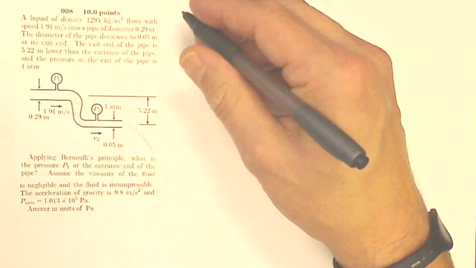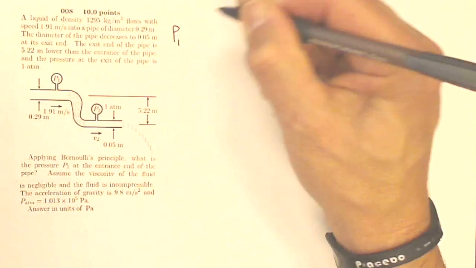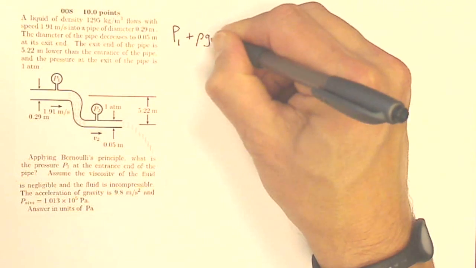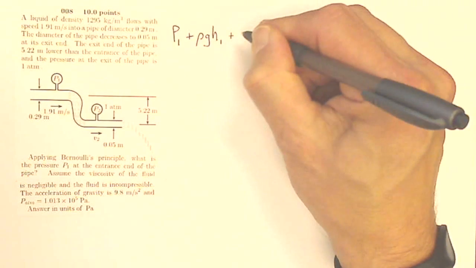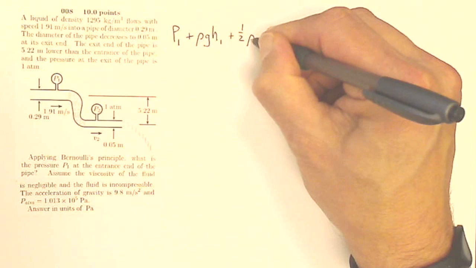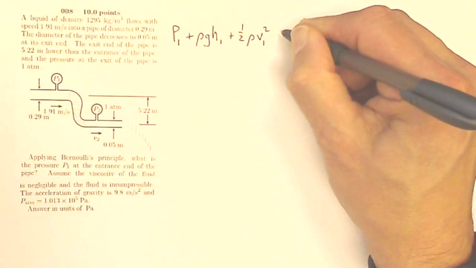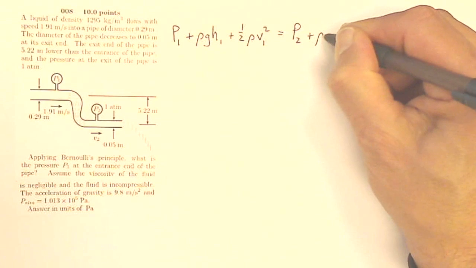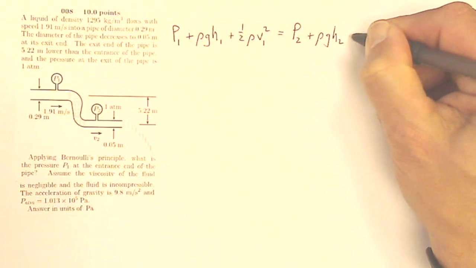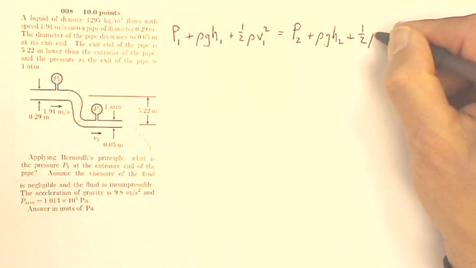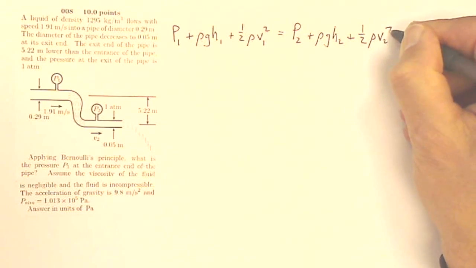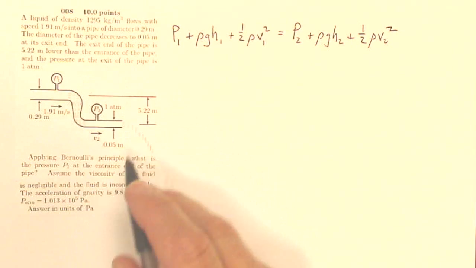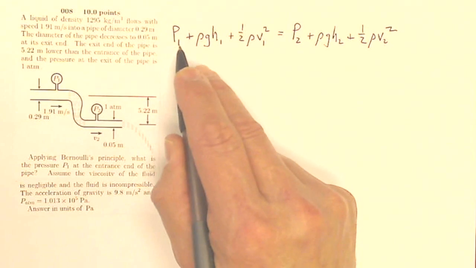So what I need here is Bernoulli's equation. That tells me P1 plus rho g h1 plus 1/2 rho v1 squared is going to equal P2 plus rho g h2 plus 1/2 rho v2 squared. What of this do I know? I'm looking for P1, so I'm searching for P1.